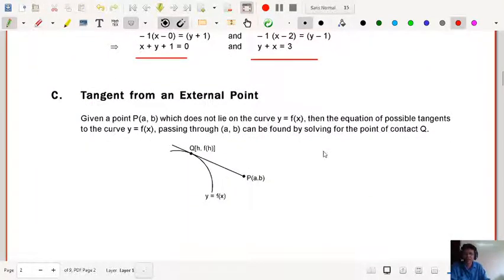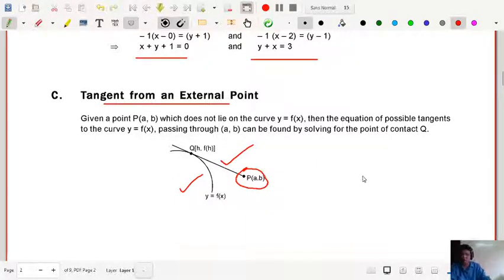Next, just a short description. Tangent from an external point. It is very easy to calculate because P is an external point. From that point you are drawing a tangent. Q (h, f(h)) is the point where the tangent touches the curve. So PQ is the tangent, and this tangent passes through the external point, and these points can be found by solving the equation of the tangent and the curve. You can find this Q point by solving these two. So this is called tangent from an external point.